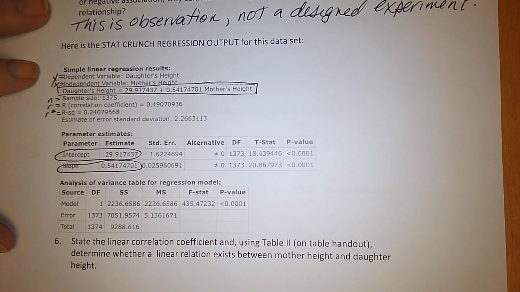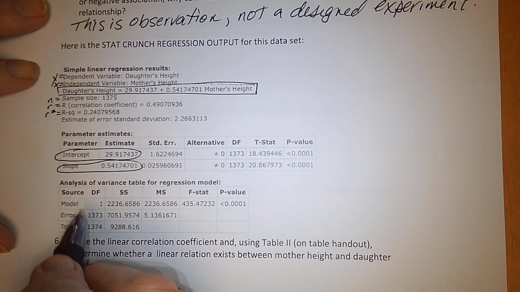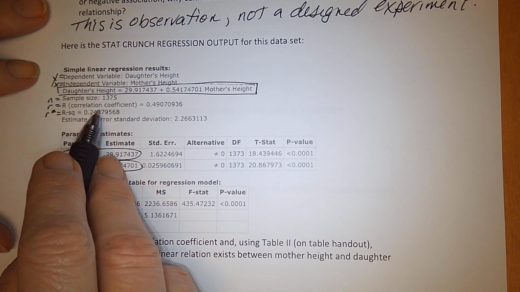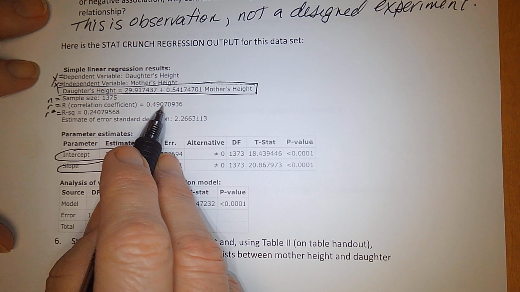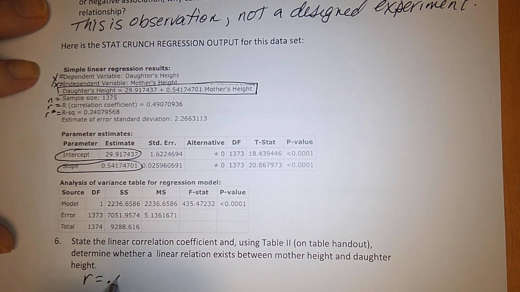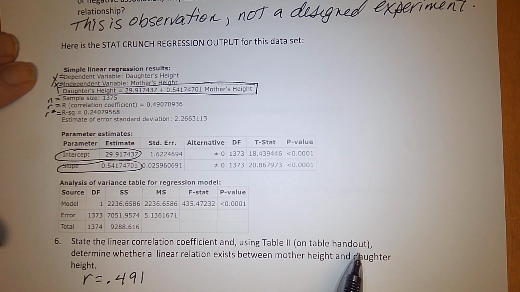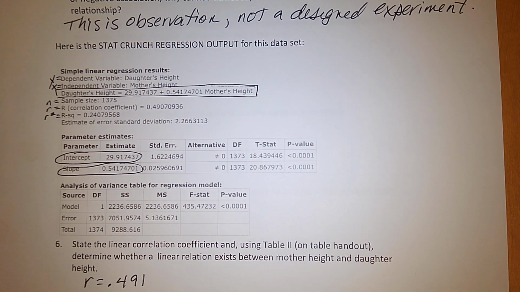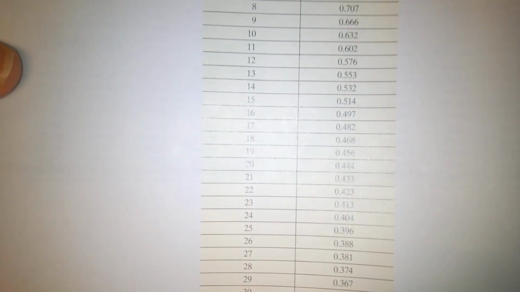For number 6, it says state the linear correlation coefficient. r is 0.491. Then use table 2 on the table handout or table 2 from your book and determine whether there's a linear relationship. So table 2 from our book looked like this.